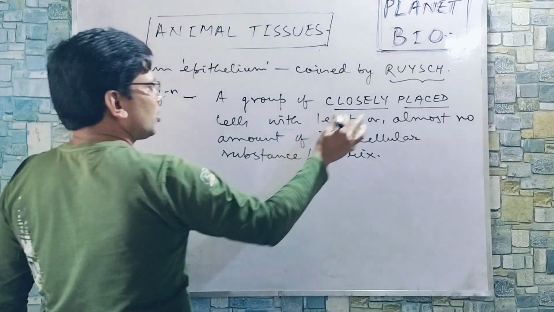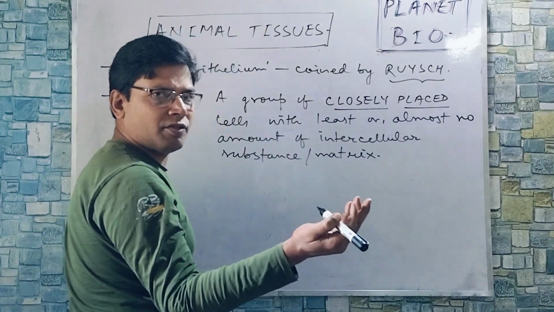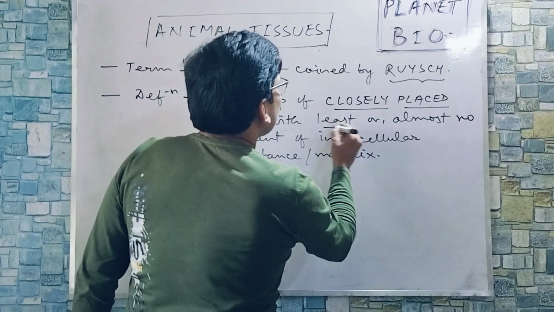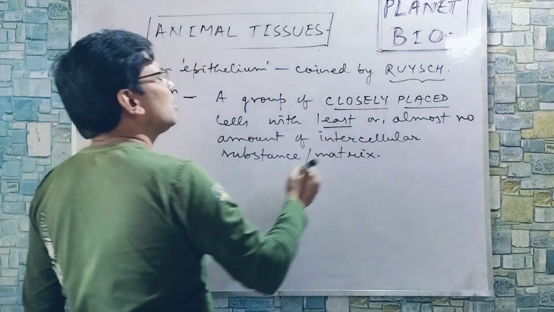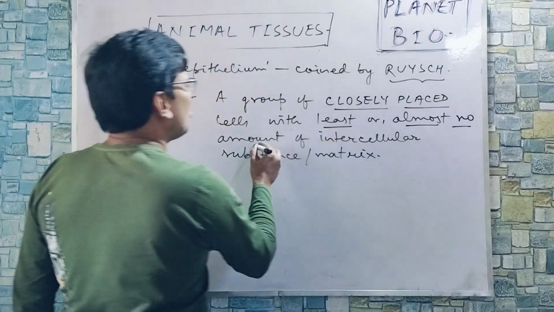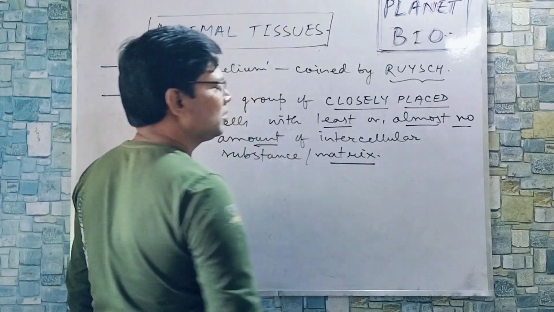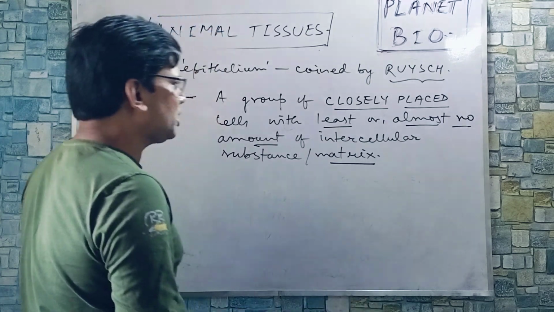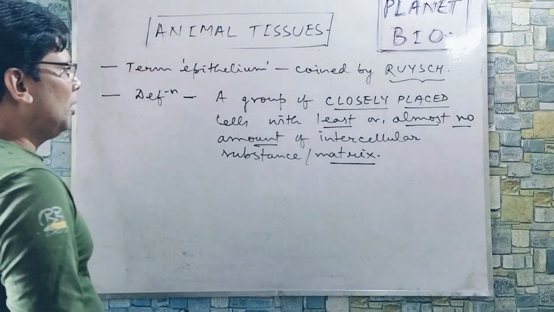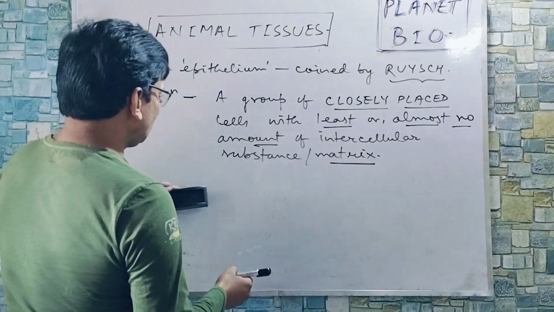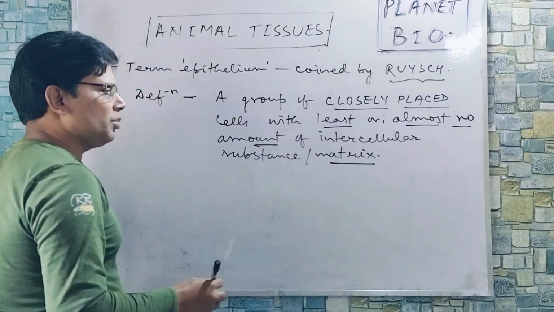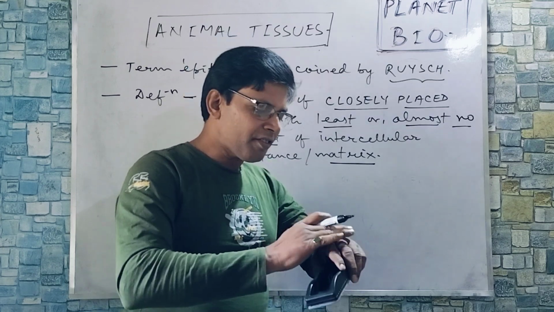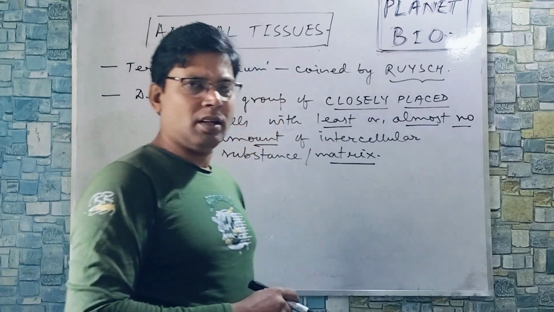And as closely placed, so intercellular space is very, very negligible you can find. So least or almost no amount of matrix. So this epithelium is meant for lining the duct surfaces, internal as well as external.